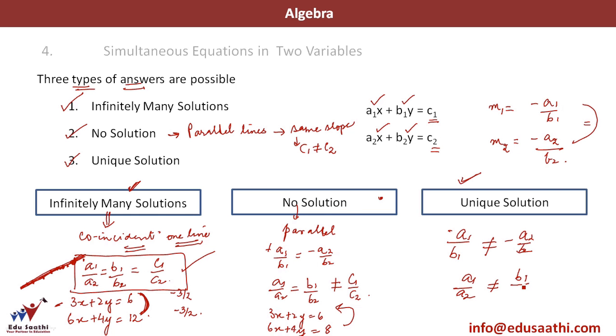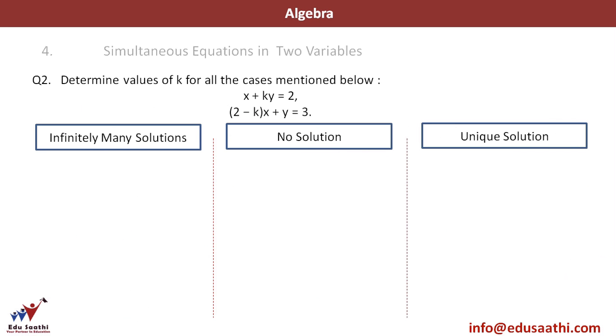So if their slopes are not equal, one line is this, another line is this, they will definitely intersect at one point, and this one point will satisfy the equation of line 1 and line 2 simultaneously. This will be a common solution or a unique solution to the simultaneous equations. So let's look at a question.